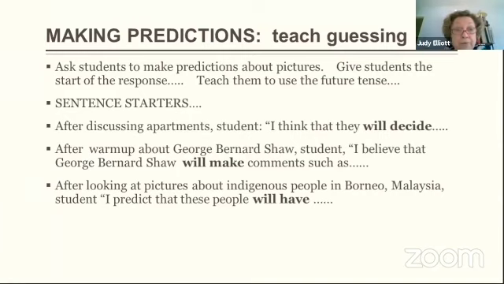Okay, good. Sentence starters help students: I think that they will decide. And looking at pictures, I predict these people will have. Next.